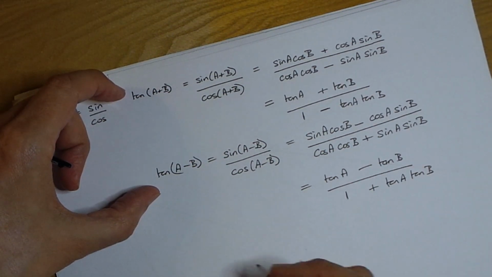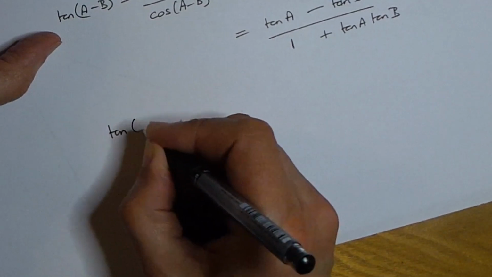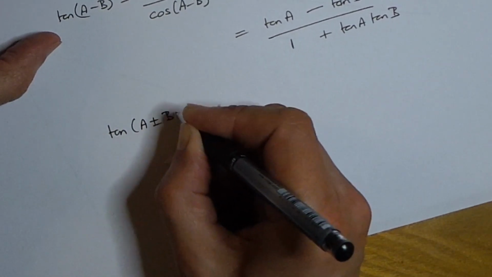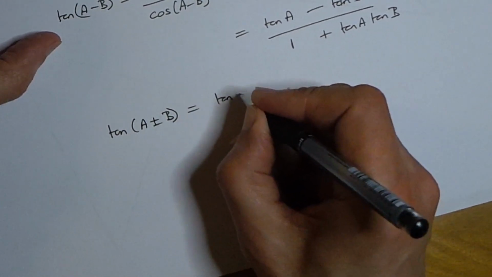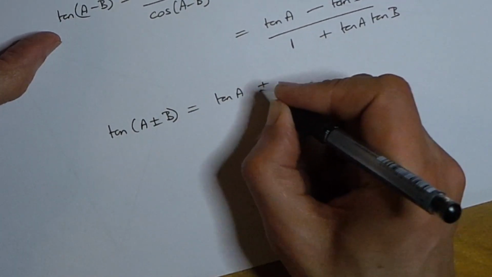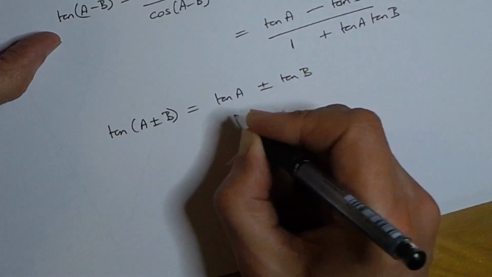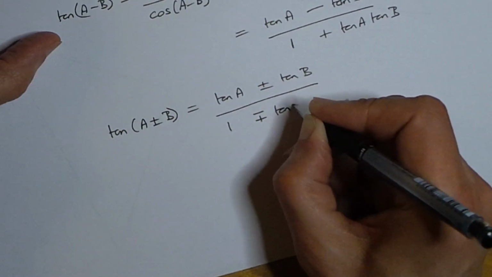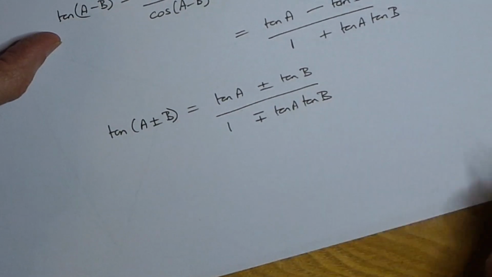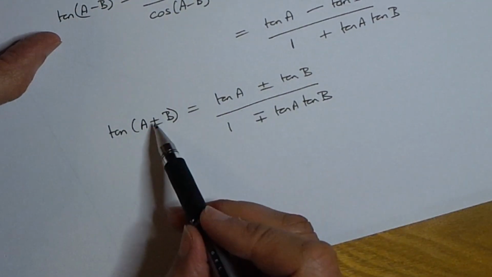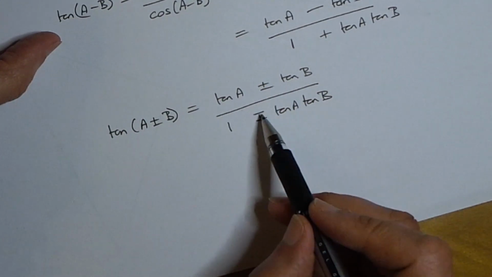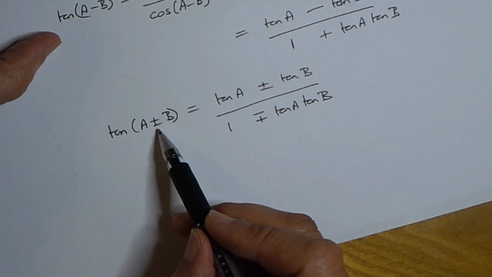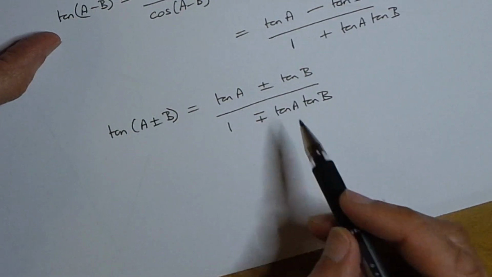And again, you can see that the formulas for the sum and difference are the same, except that we reverse the sign. So we can summarize them together and just say that the tan of A plus or minus B is equal to tan A plus or minus tan B divided by 1 minus or plus tan A tan B. Again, using this minus or plus sign to indicate that when this is plus and this is minus, and when this is minus and this is plus.